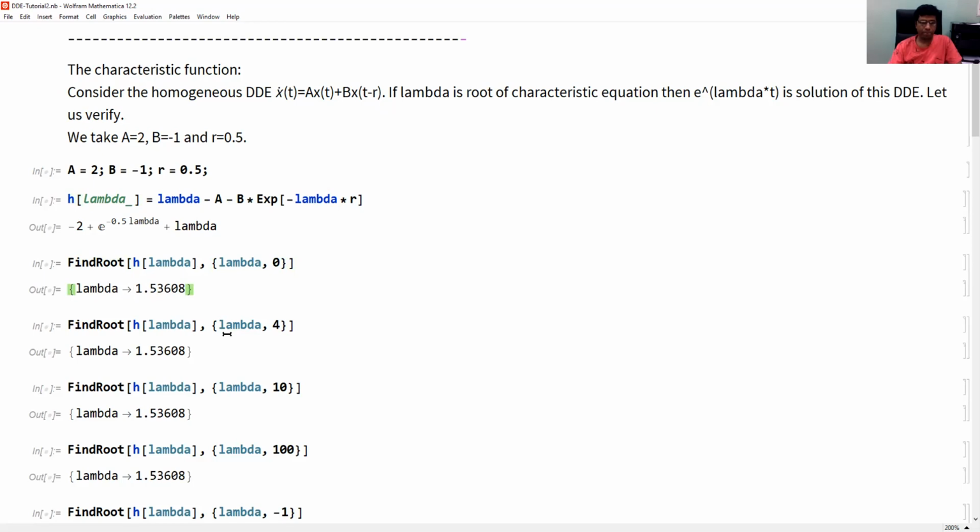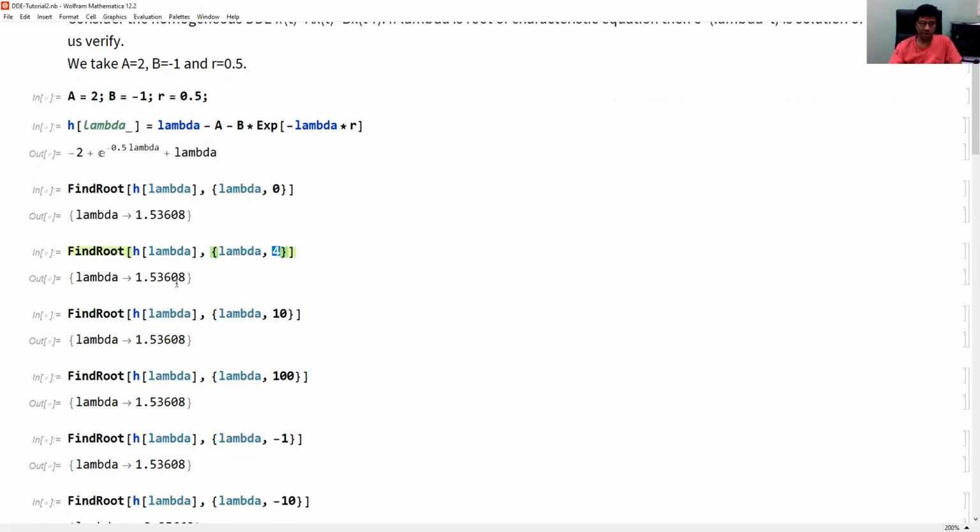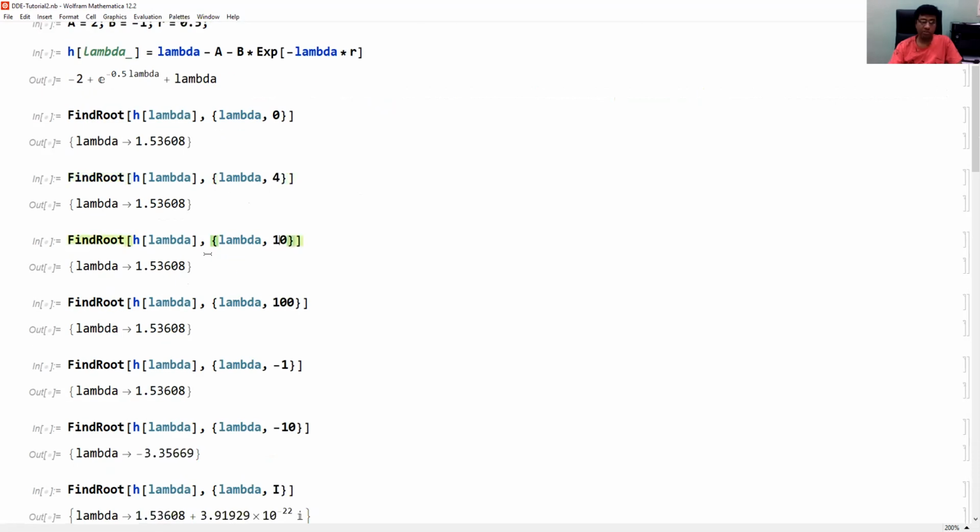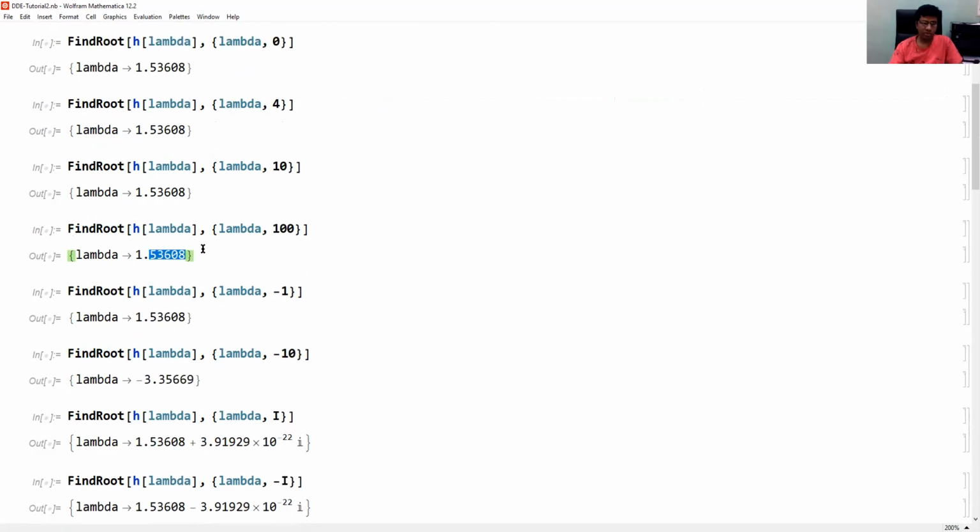Then for a solution in the neighborhood of 4, again we get the same. In the neighborhood of 10 we get the same, and in the neighborhood of 100 also we get the same. If we consider negative numbers, in the neighborhood of -1 we again get the same solution. If we put -10, then in the neighborhood of -10 we get another solution, that is -3.35669. So this is the second solution.